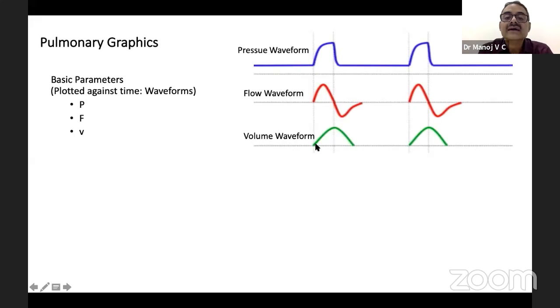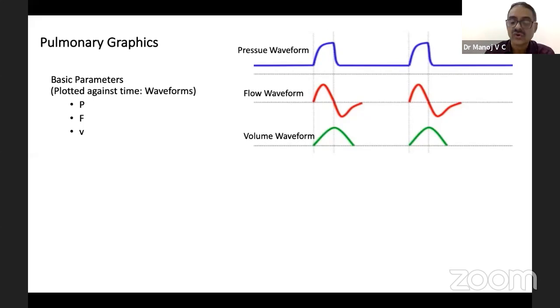So now, to define pulmonary graphics, you have basic parameters that you plot: the pressure waveforms, the flow waveforms, and the volume waveforms. So these are your basic parameters. They are the scalars or the waveforms that you study. All these are plotted two-dimensionally against time, and anything that you plot in two dimensions against time is a scalar. So these are scalars.